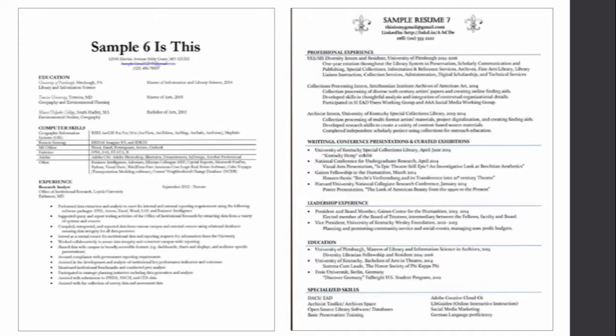Then if you look under experience, you see that there's a long bulleted list. So this actually is way too many experiences to be relaying, or way too many bullet points to describe what they've done as a research analyst at this university. They should be able to distill that into a smaller set of experiences, and we'll talk about that in the next slide.